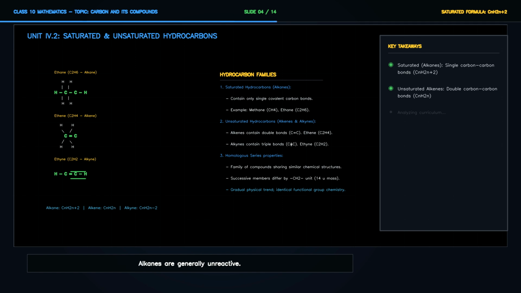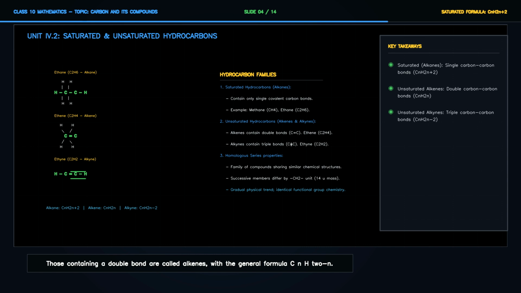In contrast, unsaturated hydrocarbons contain double or triple covalent bonds between carbon atoms. Those containing a double bond are called alkenes, with the general formula CnH2n. Those containing a triple bond are called alkynes, with the general formula CnH2n-2. Unsaturated hydrocarbons are highly reactive and undergo addition reactions readily.